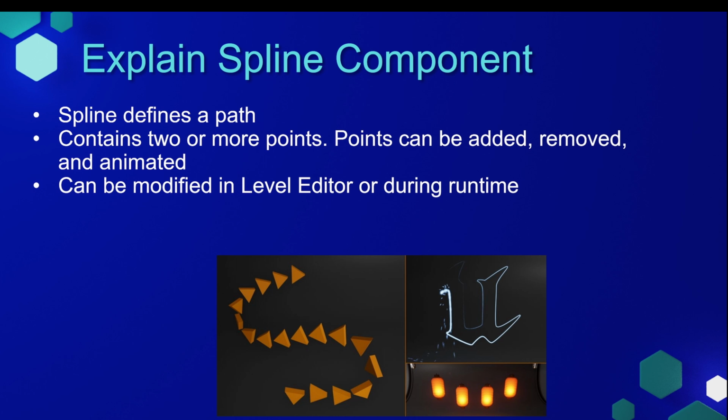A spline is a component in Unreal Engine that allows you to define a path. And a spline contains at least 2 points, but points can be added, removed, or animated. And a spline can be modified in the level editor during runtime. And down here at the bottom is just a few examples of how a spline could be used.